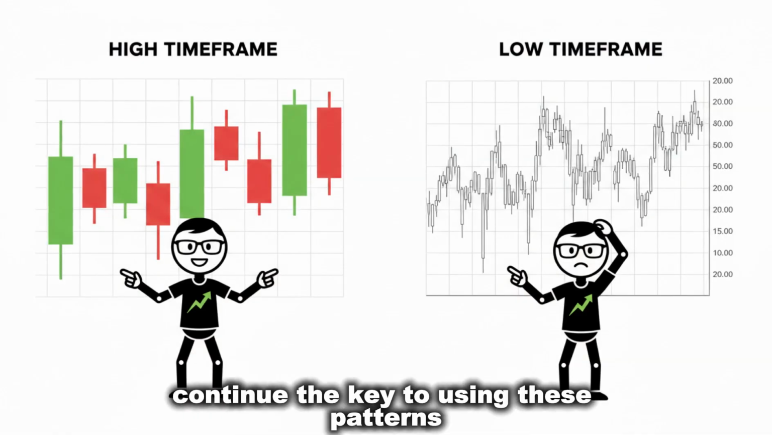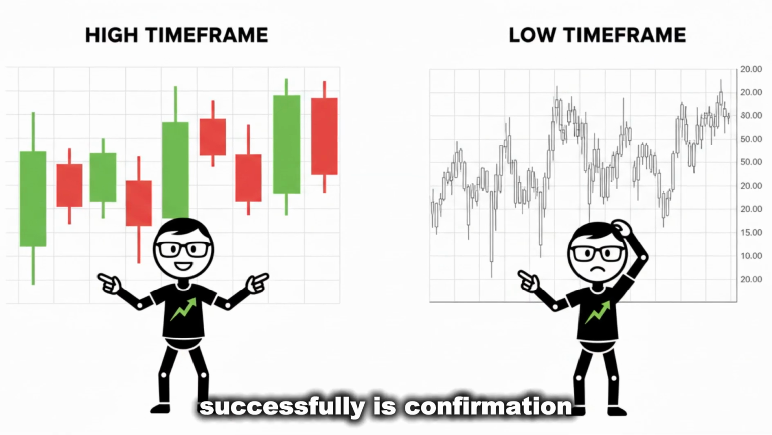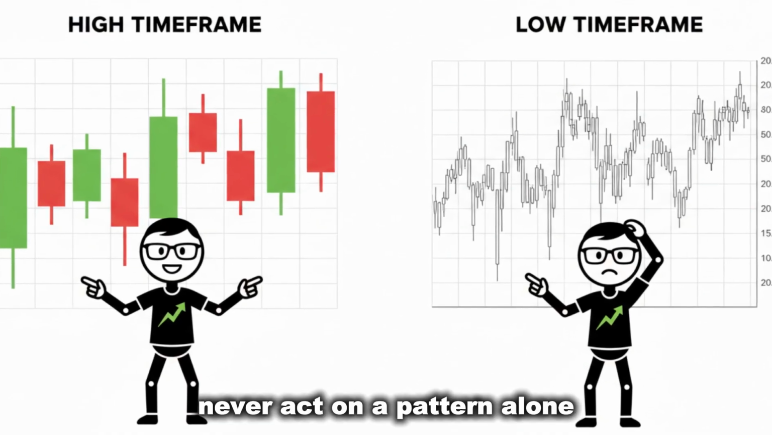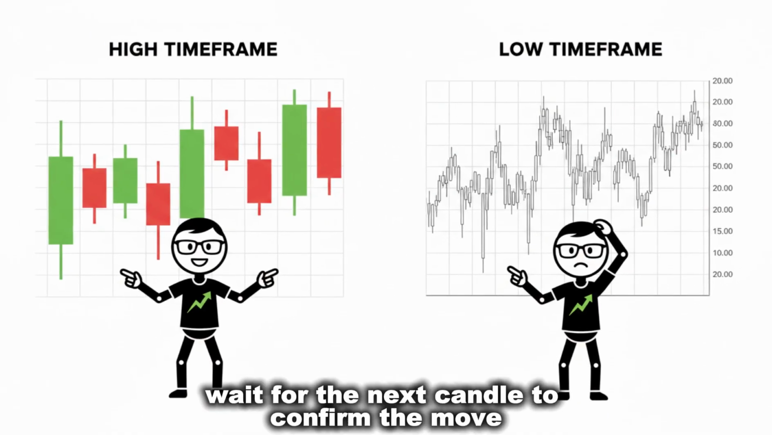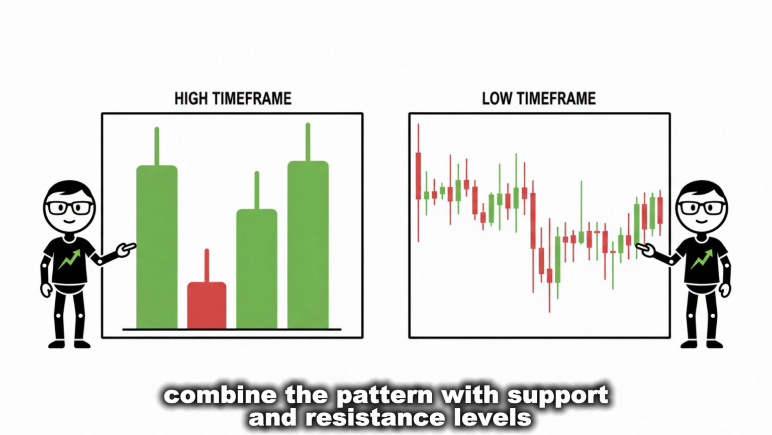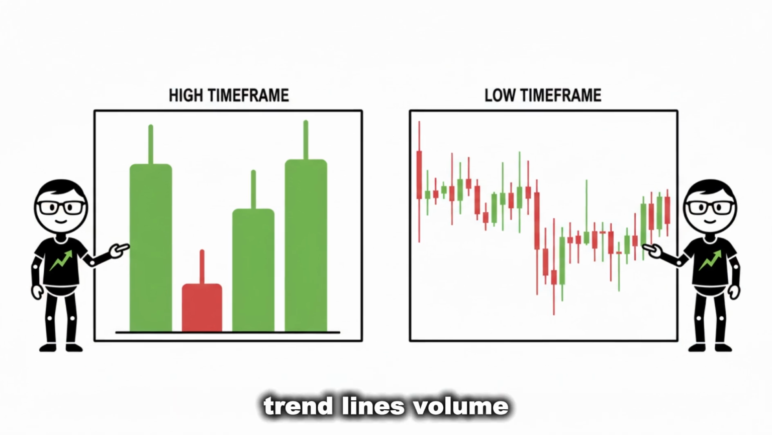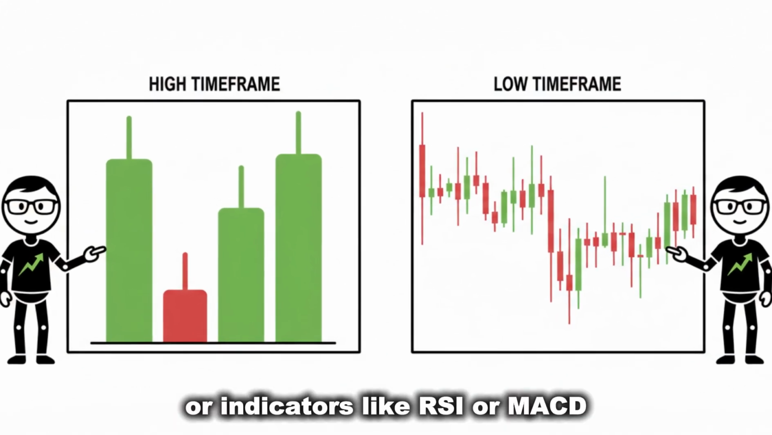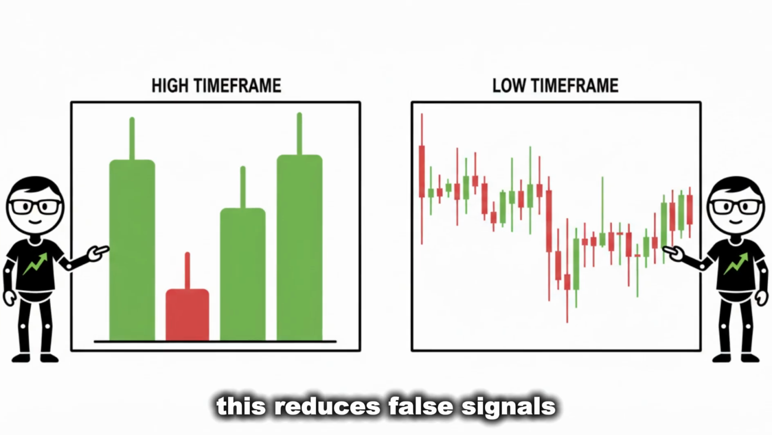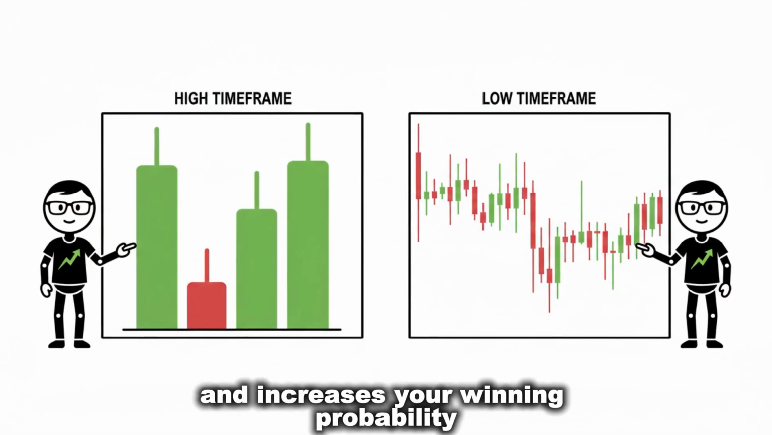The key to using these patterns successfully is confirmation. Never act on a pattern alone. Wait for the next candle to confirm the move, or combine the pattern with support and resistance levels, trend lines, volume, or indicators like RSI or MACD. This reduces false signals and increases your winning probability.